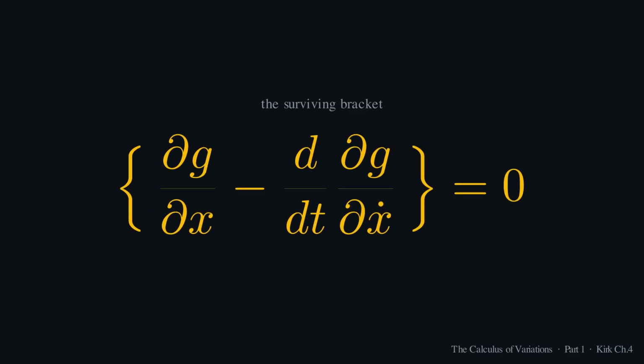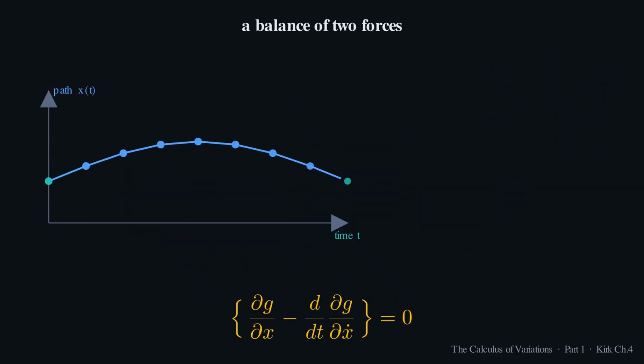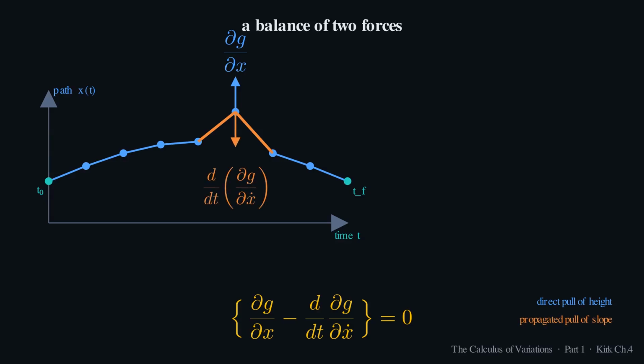So here it is. Out of infinitely many paths from start to finish, the cheapest one is pinned down by a single local condition. Look at what that surviving bracket is really saying. Lifting a bead set off two effects, and now they sit side by side, both riding the same wiggle. One is the direct pull of height, partial g by partial x, how much the cost cares that the bead moved up. The other is the propagated pull of slope, d by dt of partial g by partial x dot, how much the cost cares that the links bent, carried along the path by that time derivative.